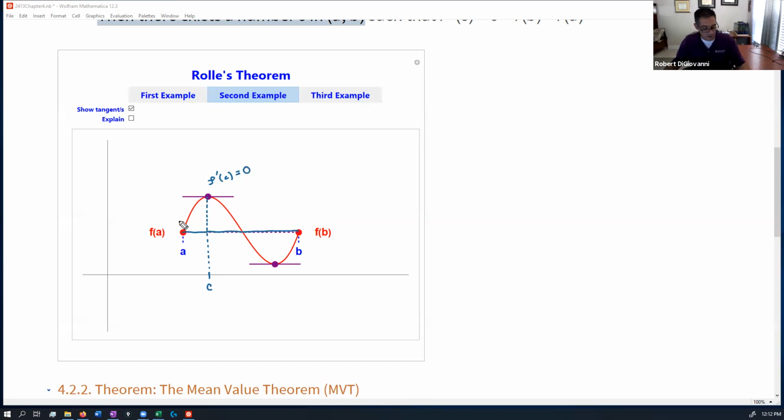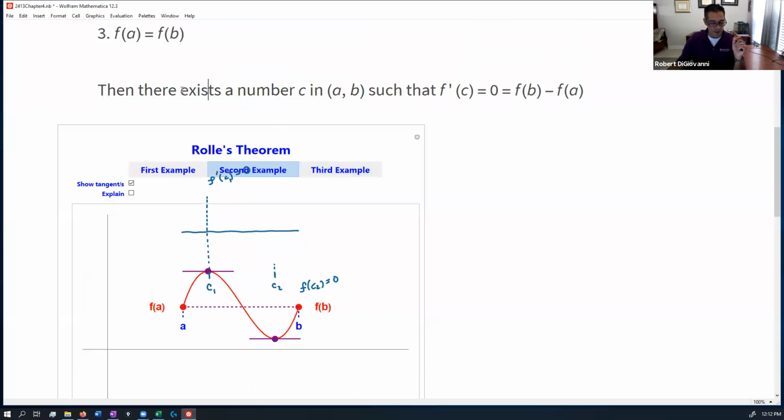Now, that's not the only c, right? There's another one here. We'll call this c2, we'll call this c1, where if we go here, the slope of the tangent line there at c2 is also 0, c1. So Rolle's theorem guarantees the existence of at least one. There exists a number c somewhere in there such that the derivative at that number is 0, but that's equal to the difference of the two endpoints. So that's Rolle's theorem. I have one more example to show you.